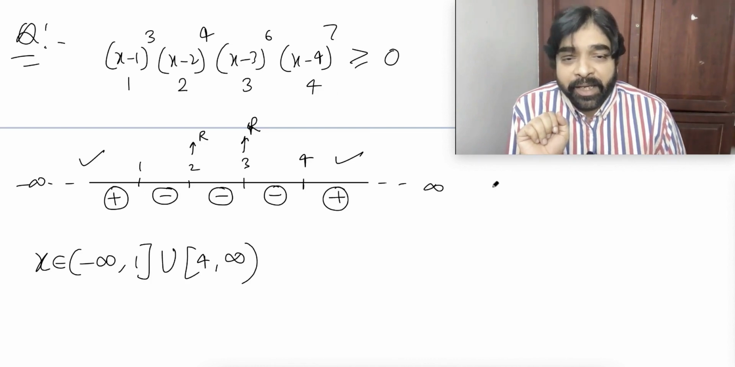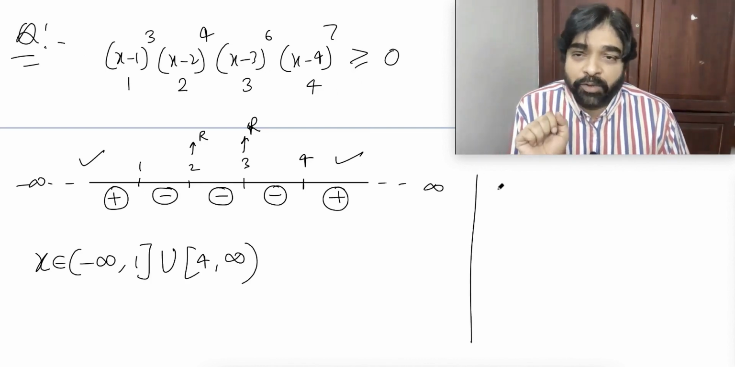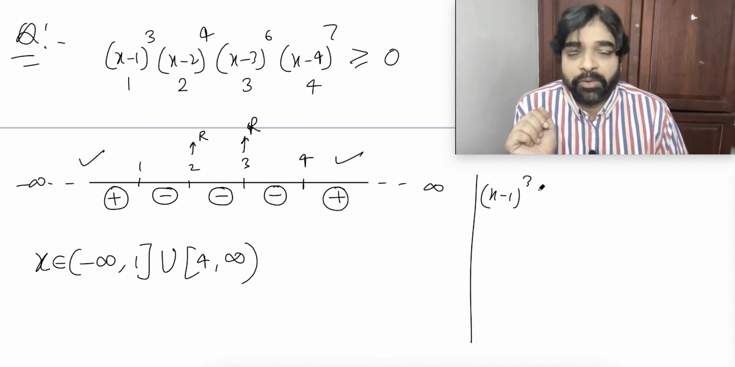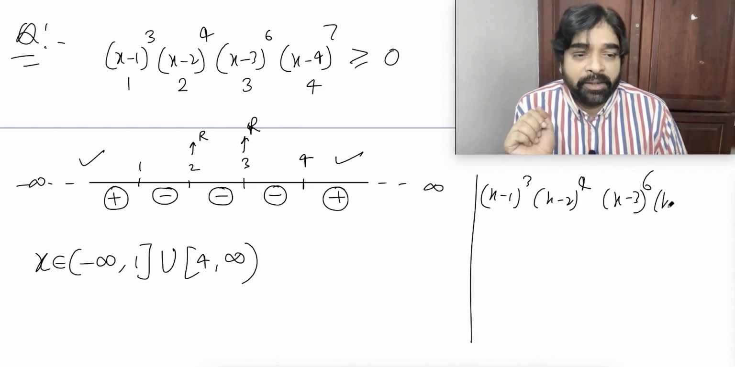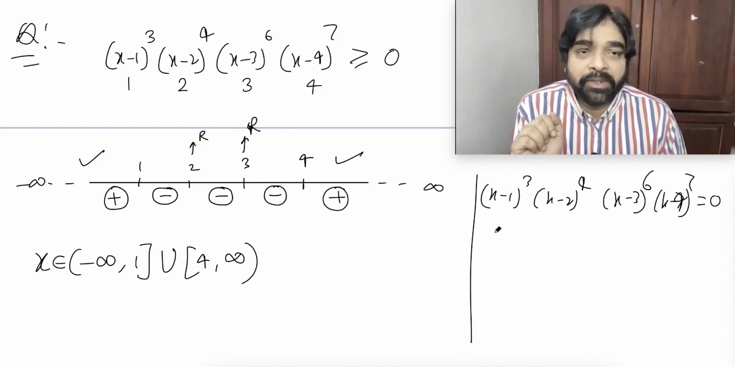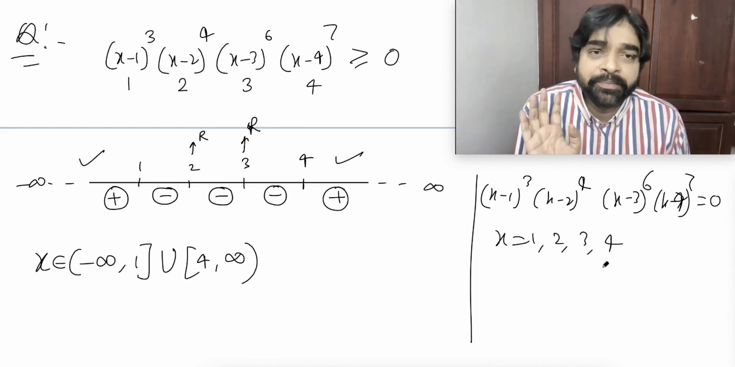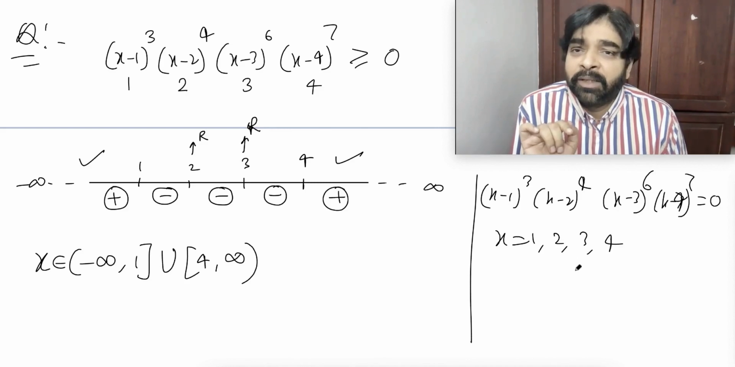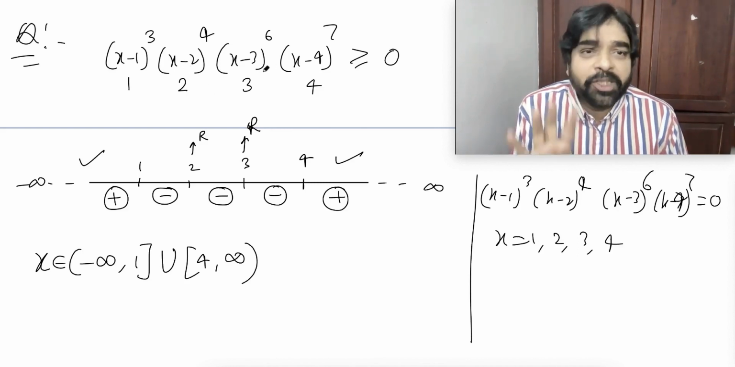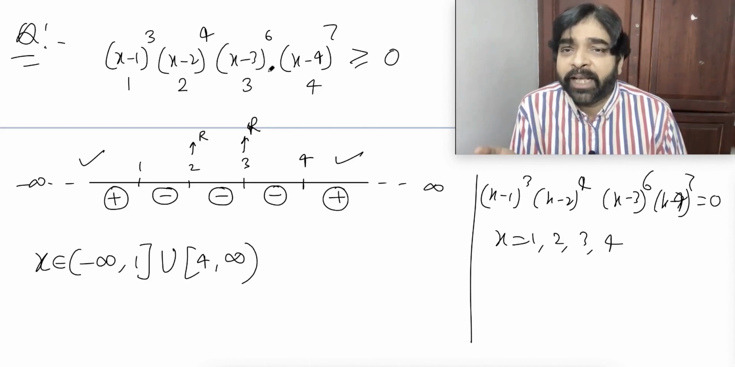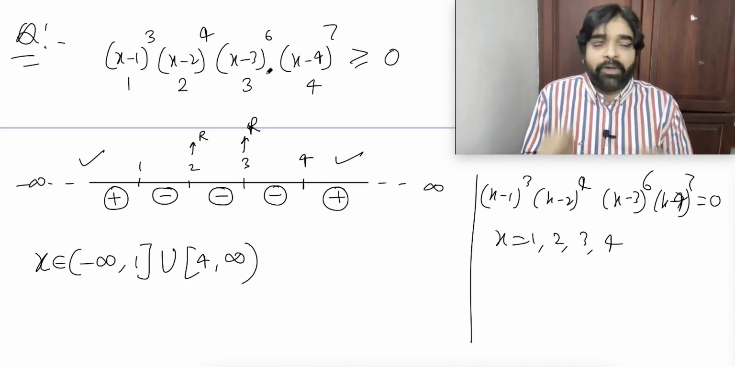Actually, if I think only about equal to 0, what is the solution? If I say only equal to 0, this is equal to 0. What answer will you say? X equal to 1, 2, 3, 4. Yes or no? This will be the answer. So should this answer be part of this question also or not? Why does it say solve for x when it's greater than 0 or equal to 0?